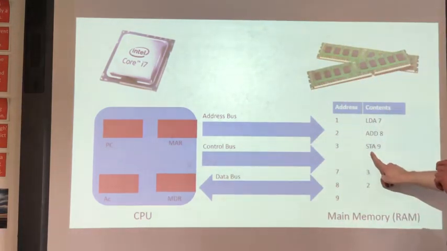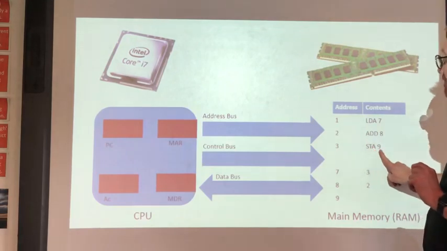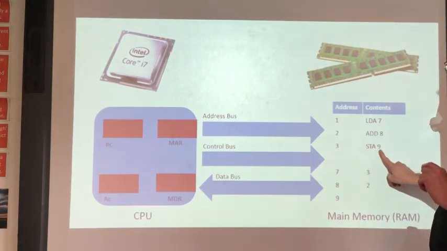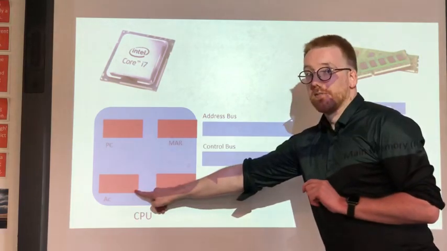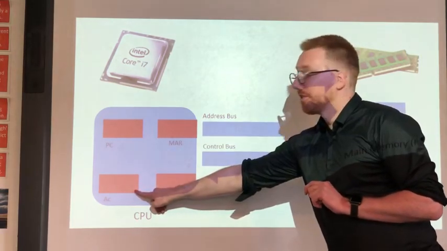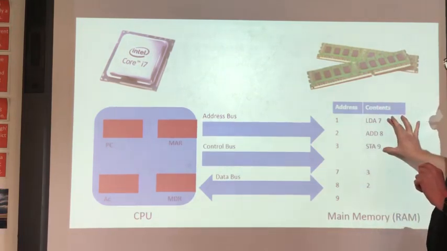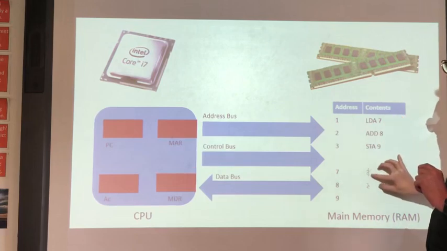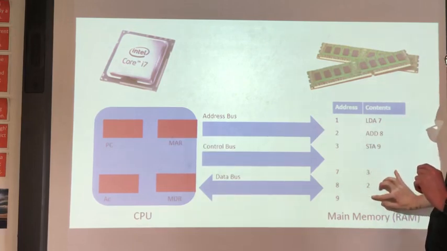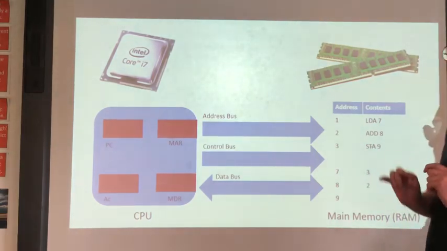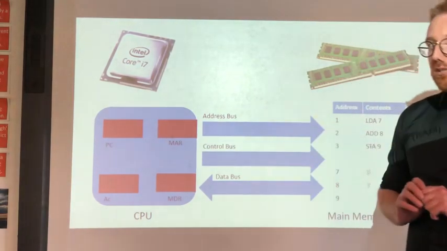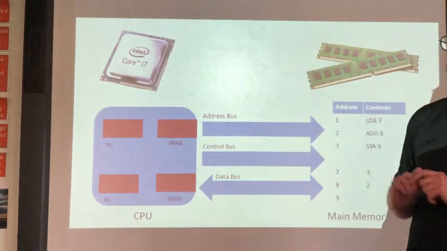The final instruction says store the contents of the accumulator in memory location 9. So that 5 that we got into the accumulator will then get placed into memory location 9. So this program here is simply going to add 3 to 2 and store the result in memory location 9. So let's see how the fetch execute cycle causes that to happen.